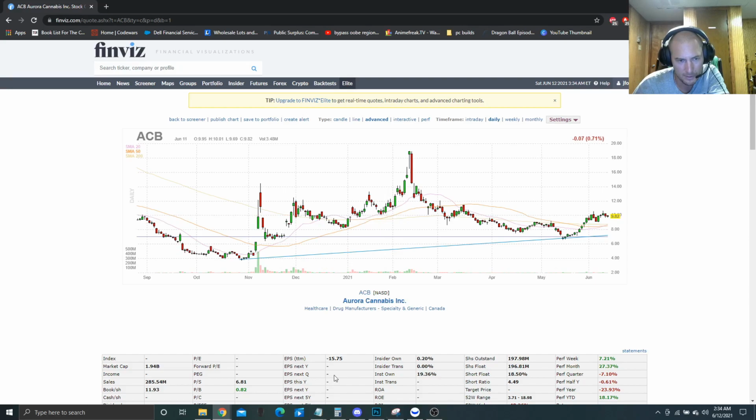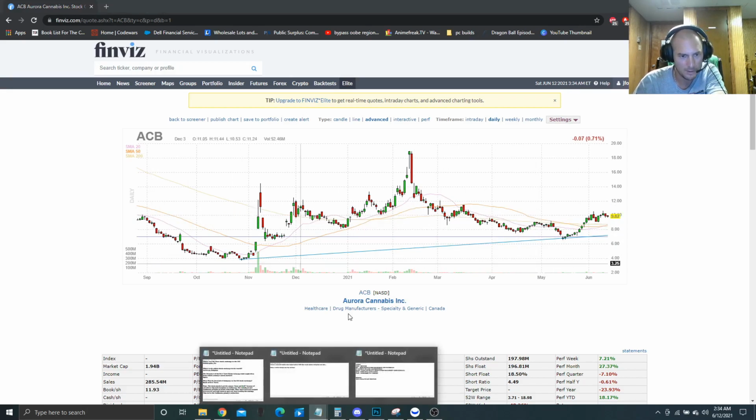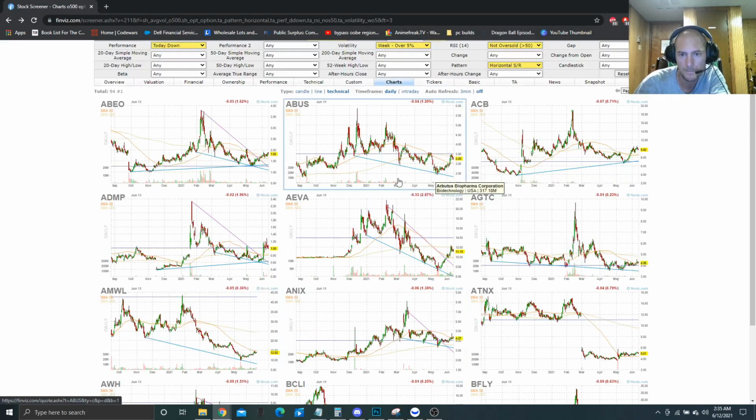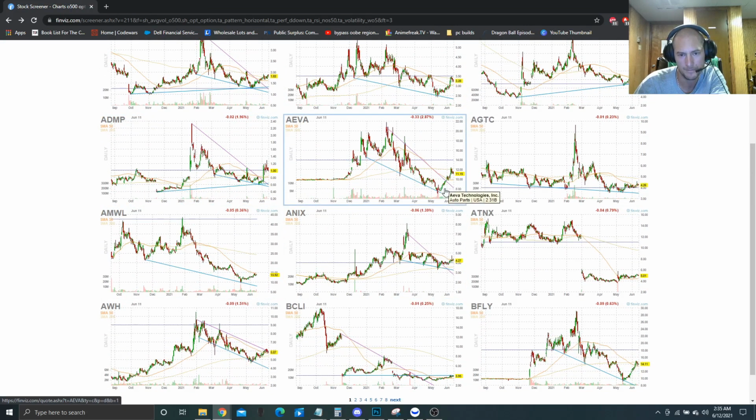Drug manufacturers, ACB. I like this one also because this is a very strong level. If you notice, it bounces here, here, here, bounces here. There's some bouncing here. Yeah, there's a lot of rejections in this area, so I like this. So if these sectors are down, we may consider taking some short plays there.